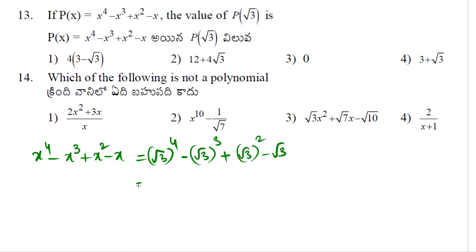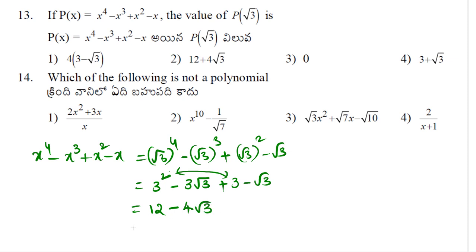This is equal to root 3 whole power 4, which we know is 3 square, minus root 3 whole cube, which we can write as 3 root 3, then plus root 3 whole square, which is nothing but 3, then minus root 3. So 3 square is 9, then 9 plus 3 is 12, then minus 3 root 3, and again we have minus root 3, so 4 root 3. So 12 minus 4 root 3.